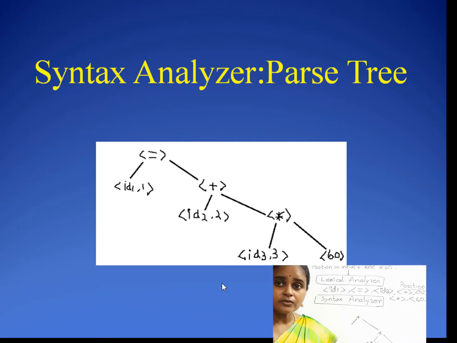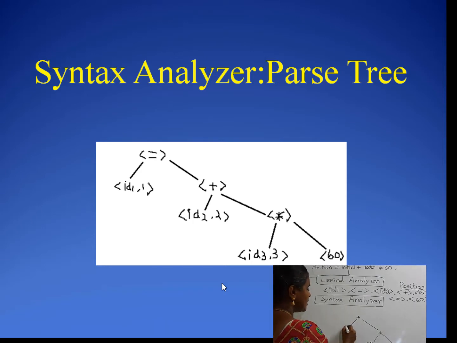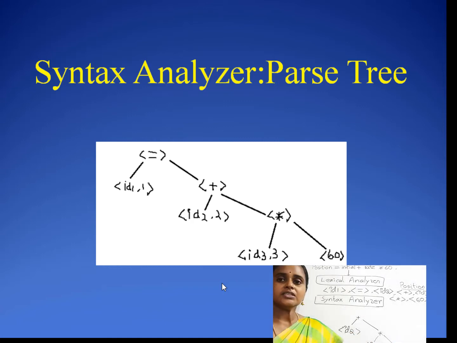What is ID2? Exactly, that is initial, right? So that is ID2, initial plus rate star 60, right? The final summation resultant is assigned to, that is an assignment operator, assigned to the first one, that is ID1.